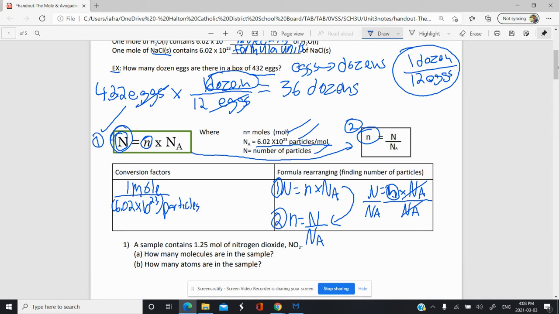Or you could say you have 6.02 times 10 to the power of 23 particles per 1 mole, in 1 mole. And you can use whichever one will lead to the proper unit cancellation in the question.